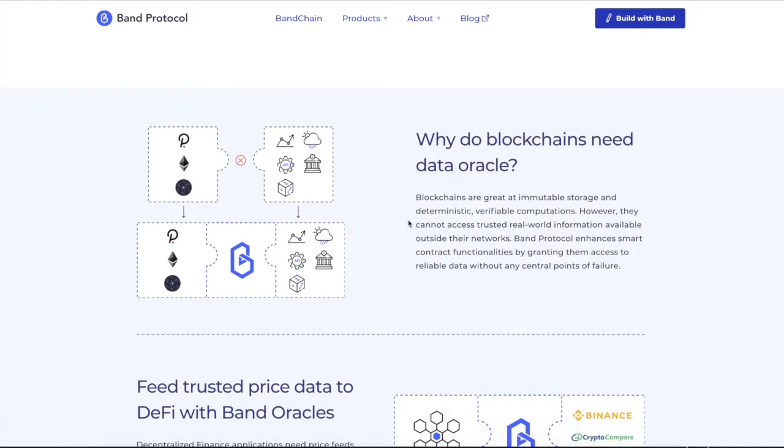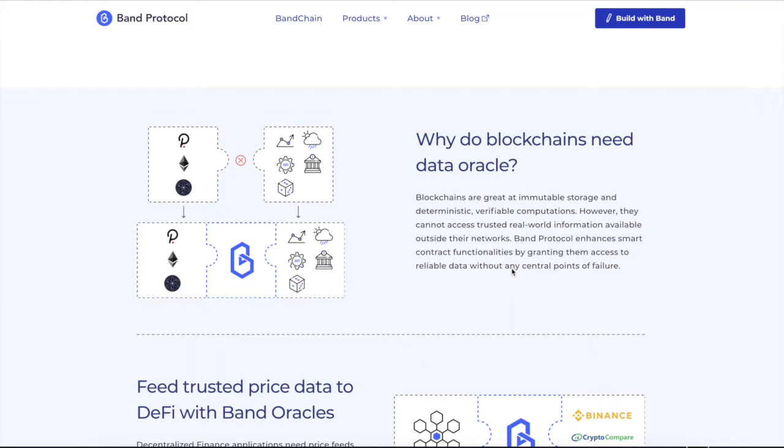Let's get into BAND. This is an example. They used to be an ERC20 token, but now they are built on the Cosmos ecosystem. So instead of being on Ethereum, now they're on Cosmos, so they are more interoperable compared to their brother or sister, which is Chainlink. Initially it was kind of a competitor to Chainlink, but now it's more of a coexistence.